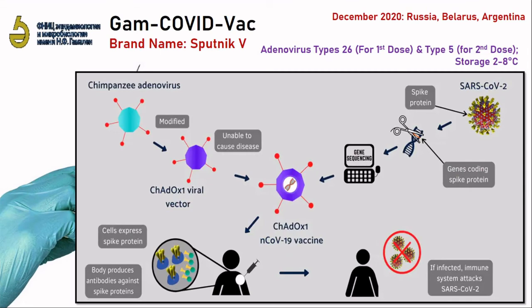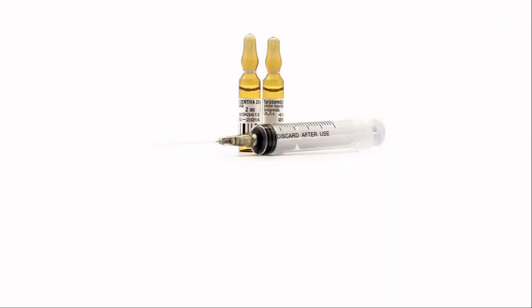On the same line, Moscow's Gamaleya Research from Russia has come up with another vaccine with the same adenovirus, which is called Sputnik 5. Only change in this vaccine is the two doses are given with two separate adenoviral vectors. The first dose is given with adenovirus type 26, and the second dose is given with adenovirus type 5. Otherwise, the rest of the procedure remains the same.